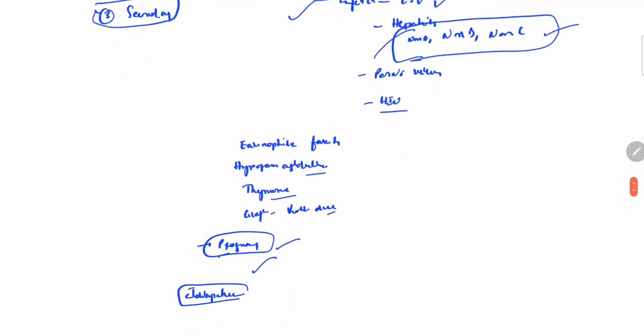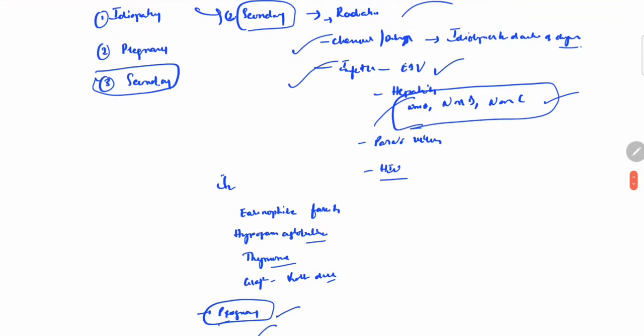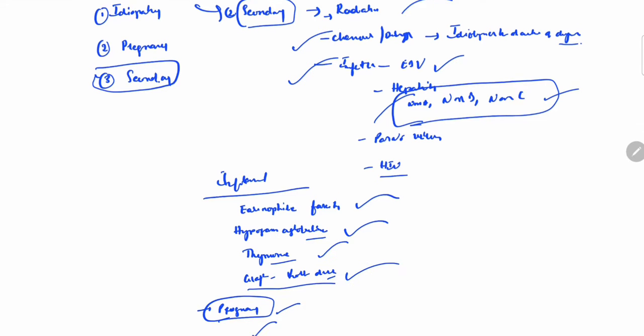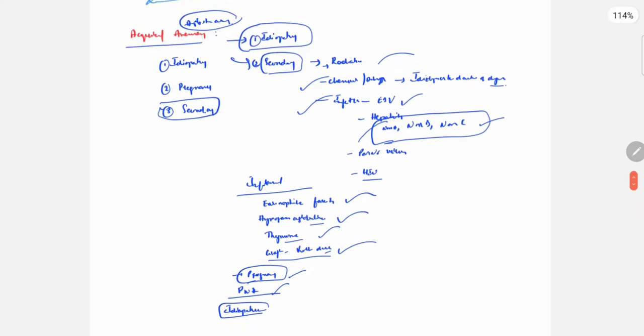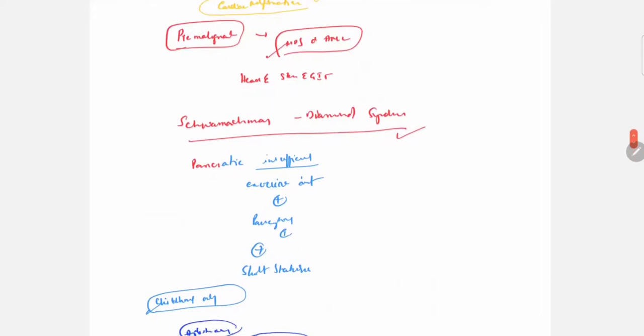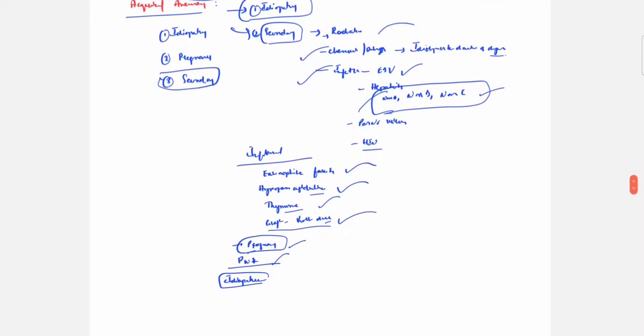Next, some inflammatory disorders like eosinophilic fasciitis, hypogammaglobulinemia, thymoma, graft versus host disease. So pregnancy and PNH. So these are the various causes of acquired aplastic anemia.